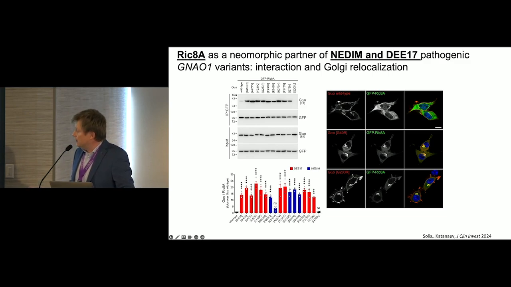But the strong mutants which we have studied, all of them, except for C215Y in this panel, gain the massive, dramatic interaction with the RIC8A. And what is more, they actually relocalize RIC8A. Normally RIC8A is a cytoplasmic protein, and this doesn't change when you overexpress G-alpha wild type. But if you co-express the mutants, you can see that they draw RIC8A from the cytoplasm to the Golgi.